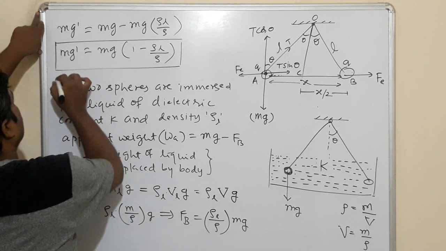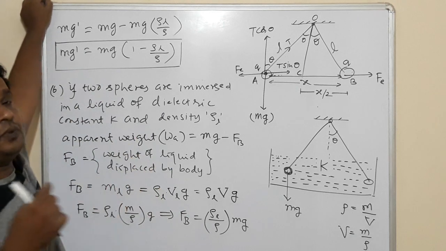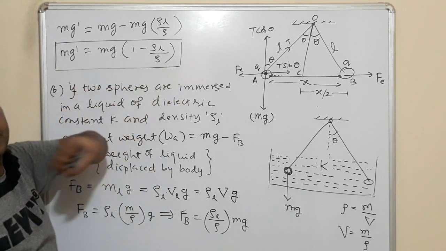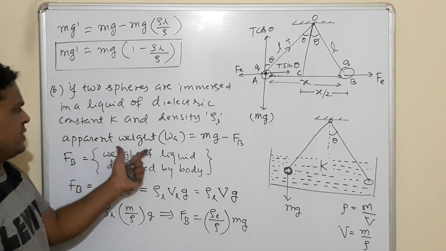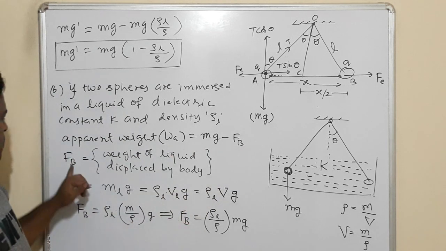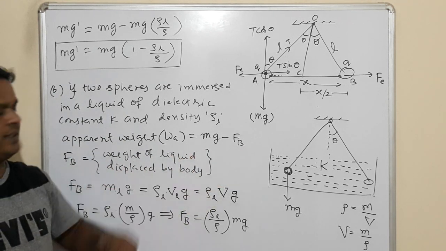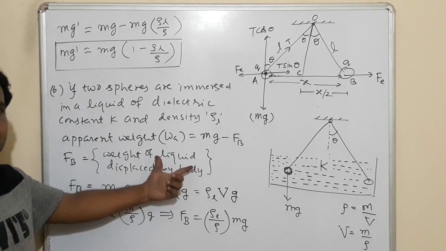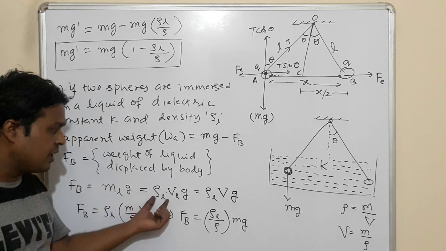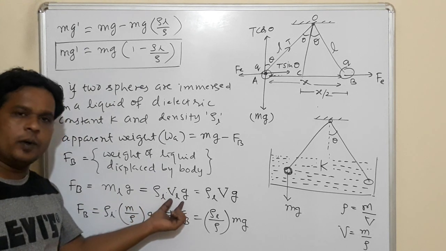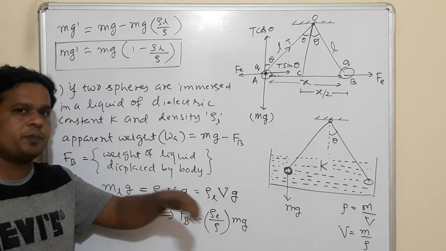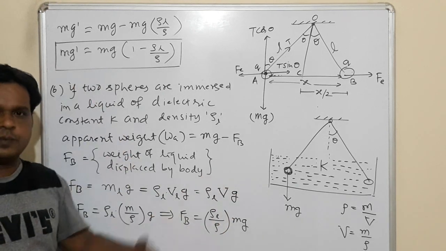Whenever we come to the concept of Archimedes principle, this is how we will calculate the apparent weight of a body in a liquid. Apparent weight means what? Real weight minus buoyant force. What is buoyant force? Buoyant force is nothing but weight of the liquid displaced. Weight of the liquid displaced means what? Mass of the liquid displaced into g. What is mass of the liquid displaced? Density into volume of the liquid. Volume of the liquid is equal to volume of the body, because volume of liquid displaced will be depending on the size of the body.